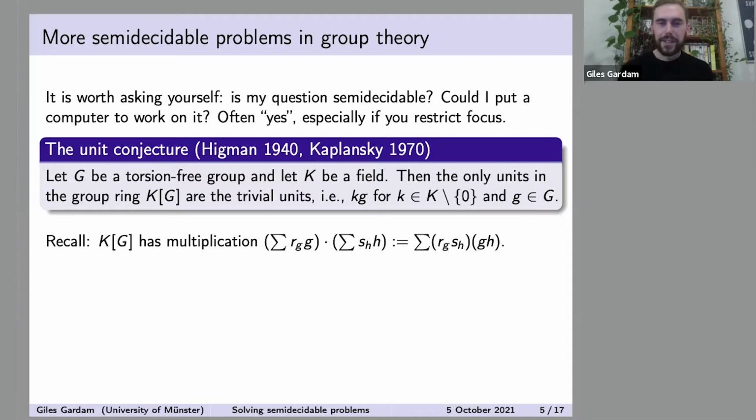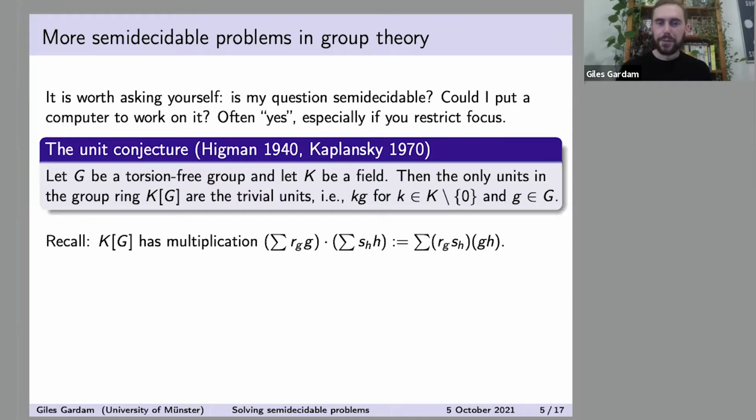the key success story in this paradigm for me is the unit conjecture. This goes back to Higman's thesis from 1940 and was popularized by Kaplansky in a paper from 1970. It was also independently known in the USSR. So the question is, given a torsion-free group and a field, are the only units in its group ring the trivial units? So recall that the multiplication in the group ring is just this obvious product that linearly extends multiplication in the group. So every element of the group ring is just a finite formal k-linear sum of group elements.